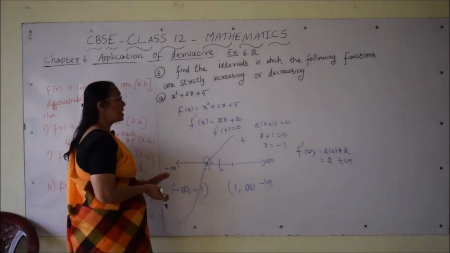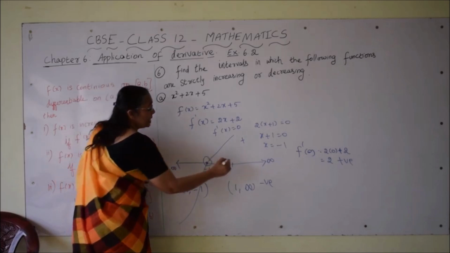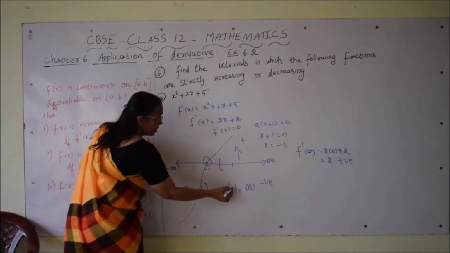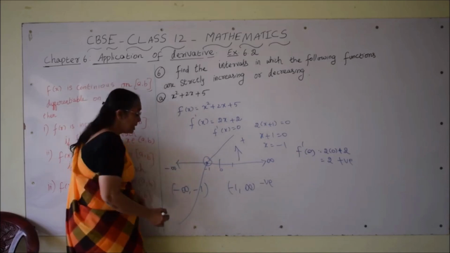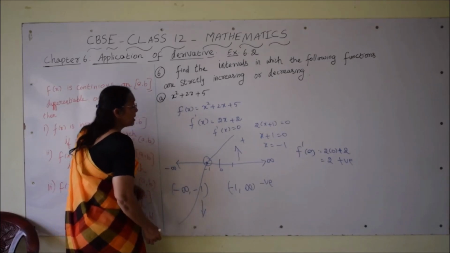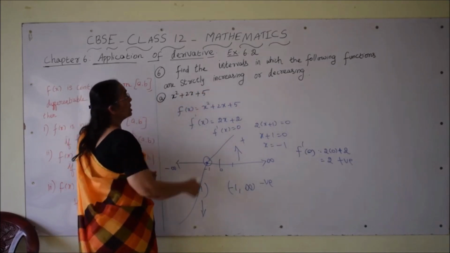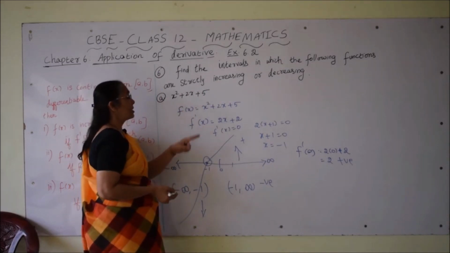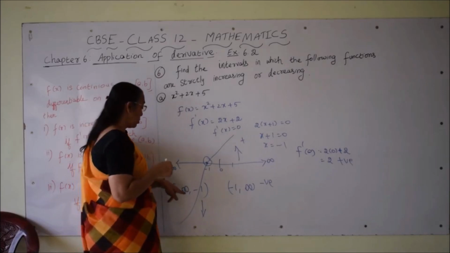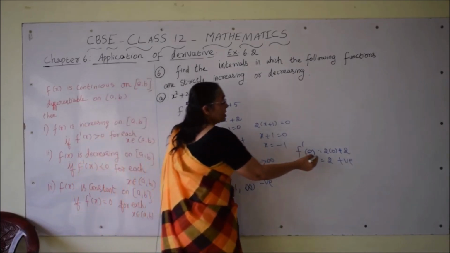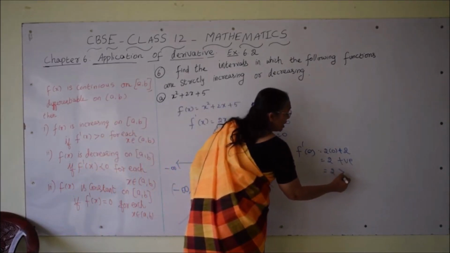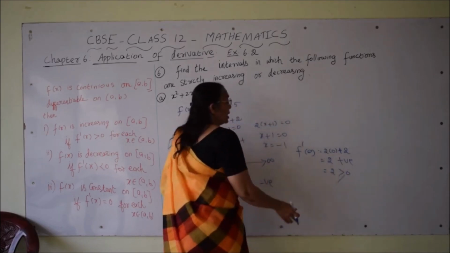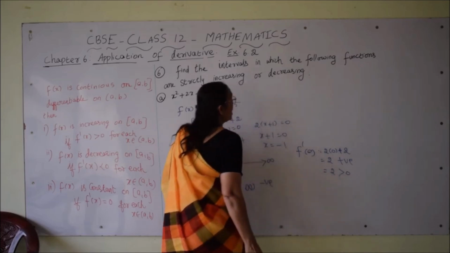So what can we decide? The function is increasing in the interval minus 1 comma infinity, and decreasing in the interval minus infinity comma minus 1. The question is, find the intervals in which the functions are strictly increasing. Strictly means it is strictly greater than 0. Even here, 2 is always strictly greater than 0. We can't use greater than or equal to 0. That means strictly greater than 0, strictly increasing.